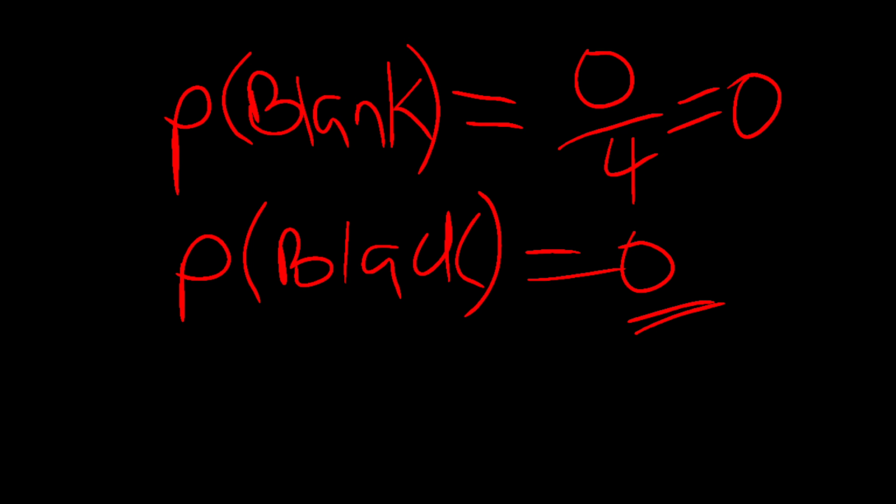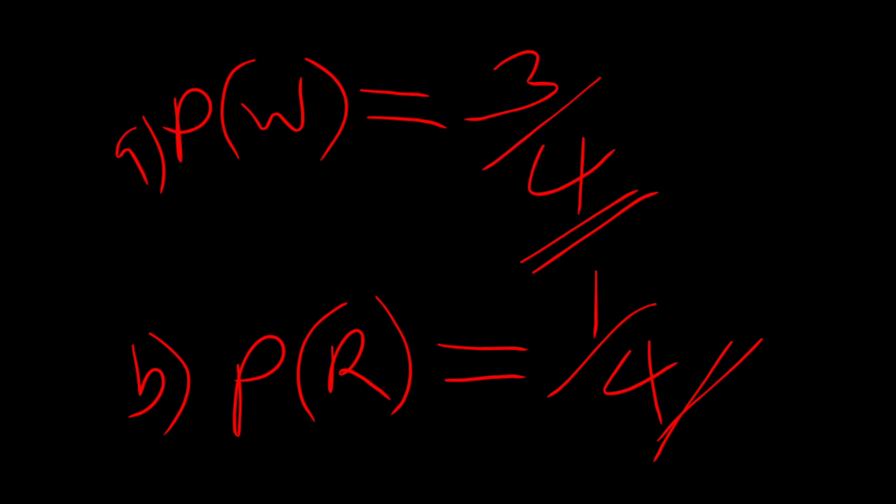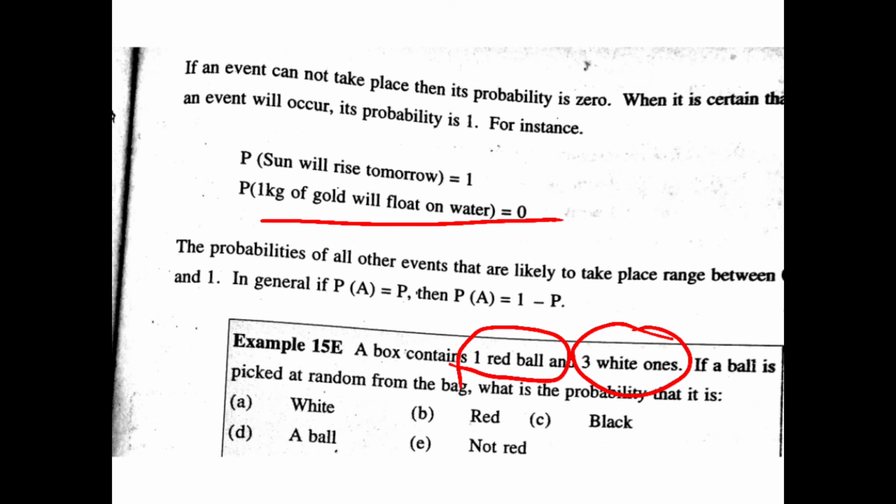Okay? The probability is 0. Now, I will take you back to what I was saying about when an event is certain that it won't occur, the probability is 0. Remember, here we said that it's not possible that the 1 kg of gold will float on water. That's why the probability was 0.